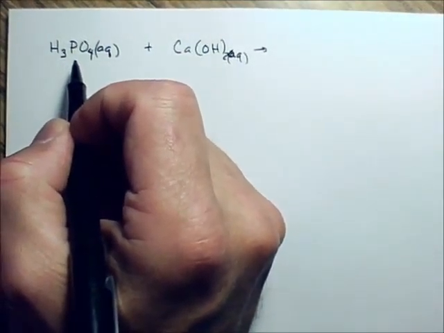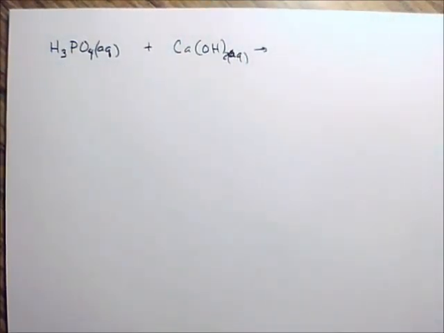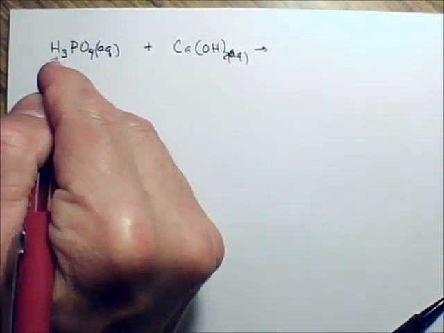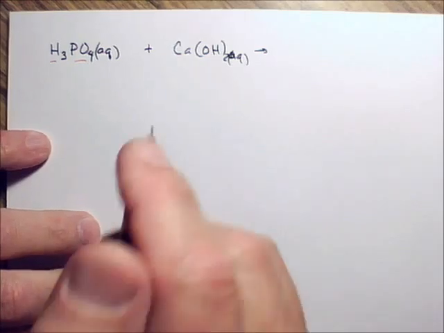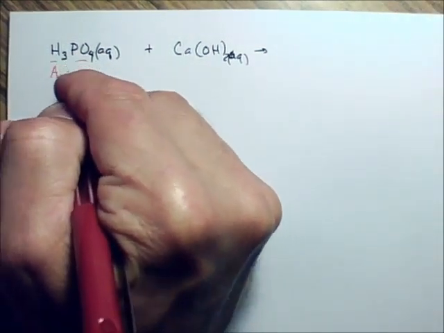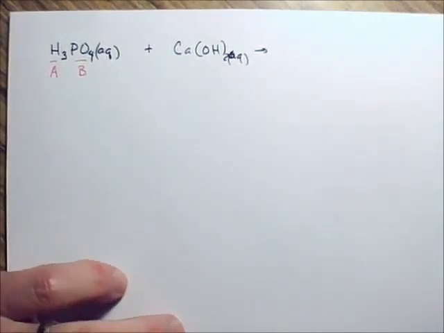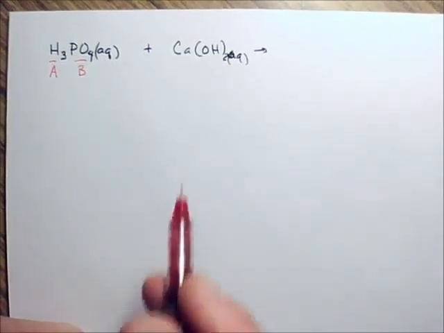So if it's ionic or it's acidic, it's a two-part compound. What are the two parts in this compound? Metal and non-metal? Not in that first one. What are the two parts in the first compound? Hydrogen and phosphate. There's the hydrogen, there's the phosphate. That's the two parts of that compound. We could call that A and B parts.